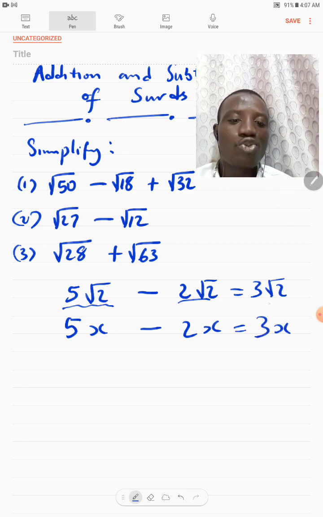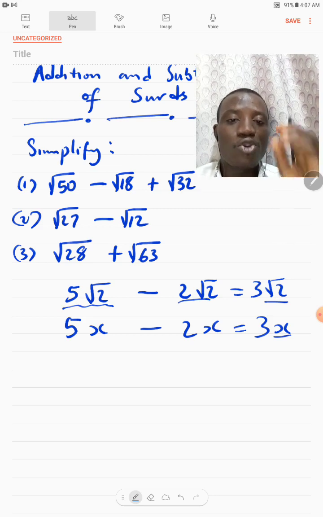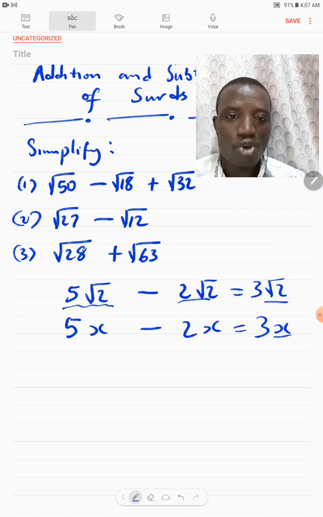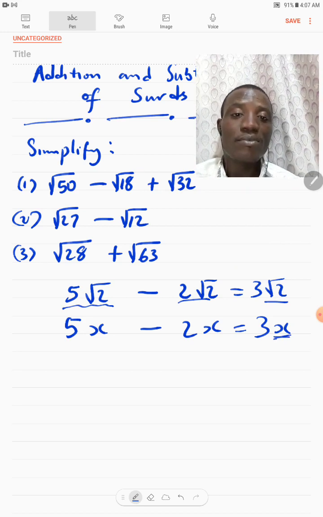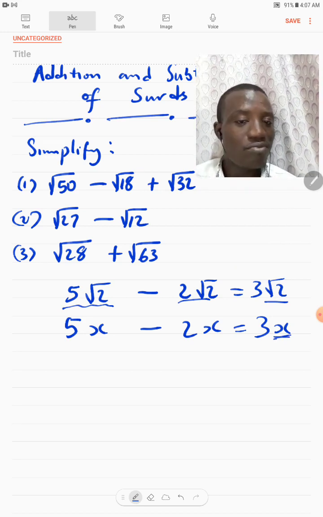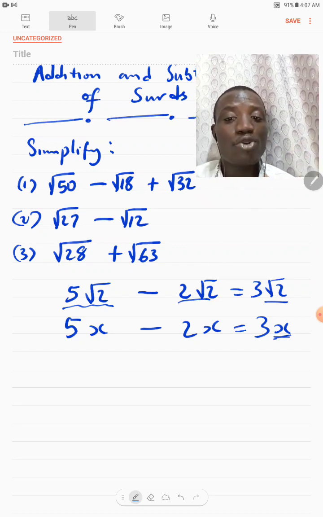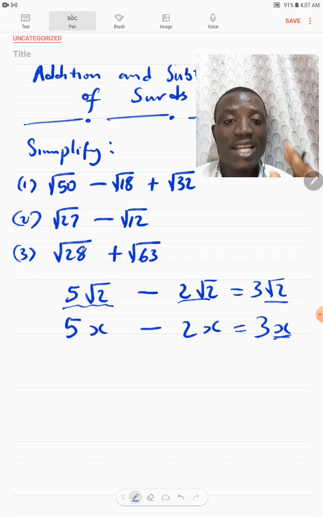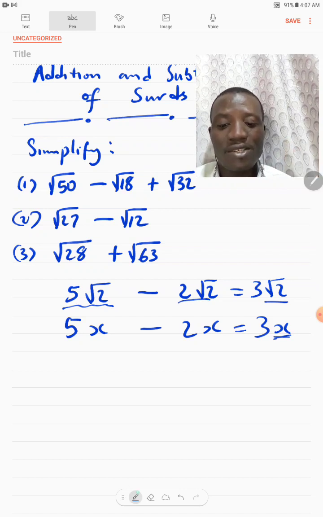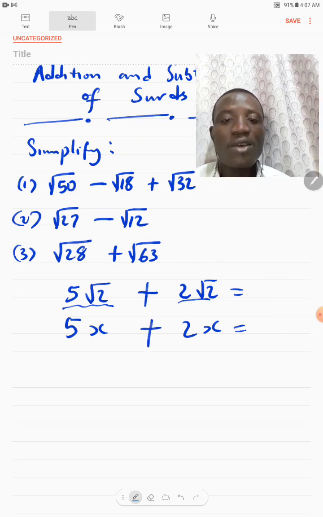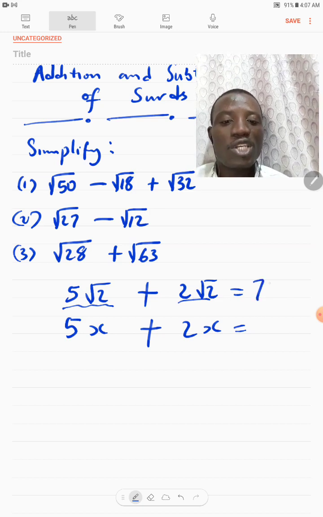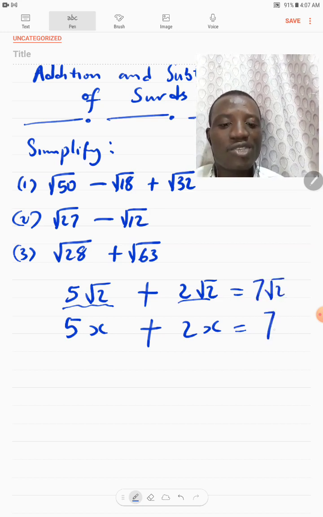So your root 2 here is just like your x. So see the root in a SURD like a variable such as x, y, z, a, b, c. See them as your variables, and that's what will help you to do subtraction and addition well. What if I change this to addition? Same thing goes. If I say 5 root 2 plus 2 root 2, this will give me 7 root 2, just as this will give me 7x.